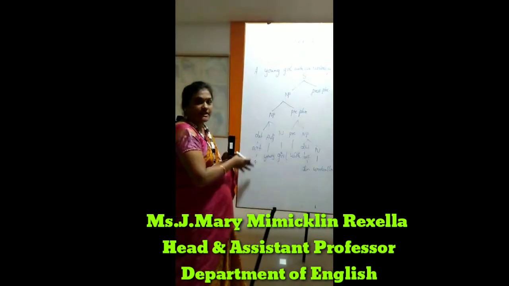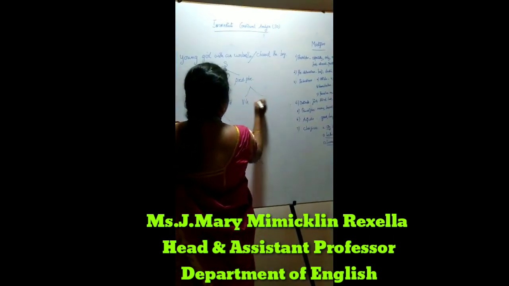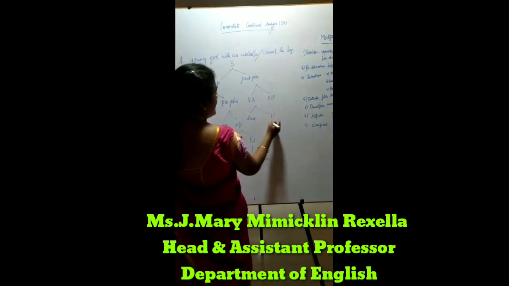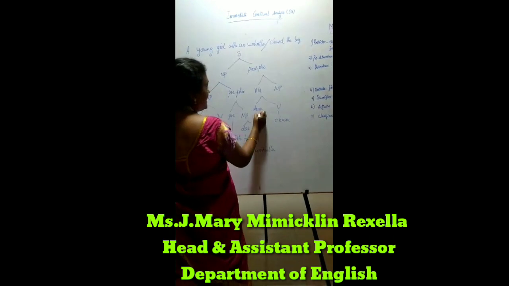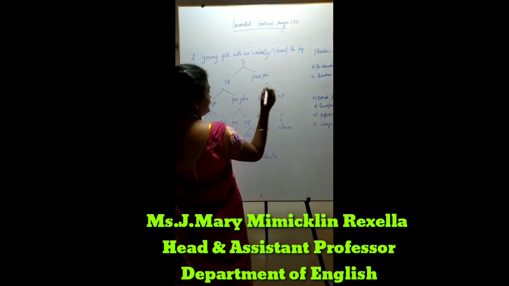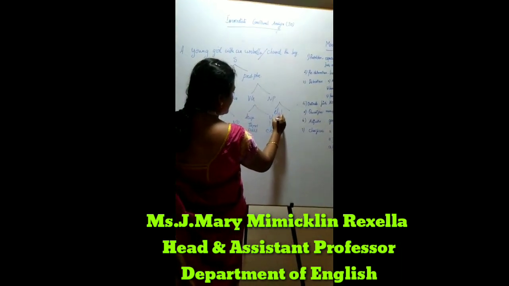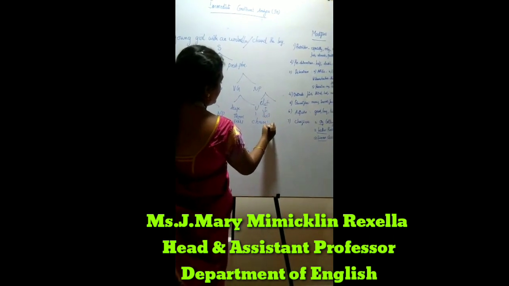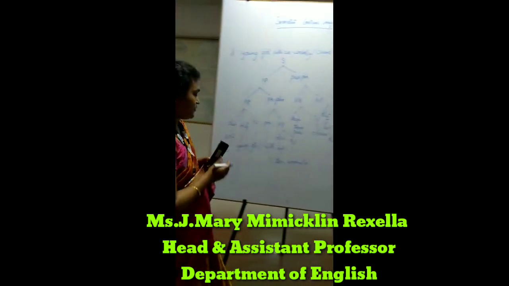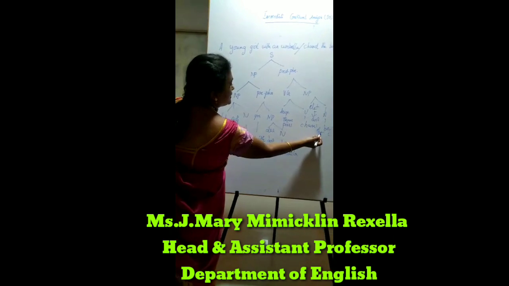So, could you understand the first part? The second part of the predicate phrase is the verbal group and the noun phrase. The verbal group is auxiliary and main verb. The main verb here is chase and the auxiliary is past tense, that is, past. When you come to the noun phrase, the determiner article is the, and the noun, head word, is boy. So, a young girl with an umbrella chased the boy.